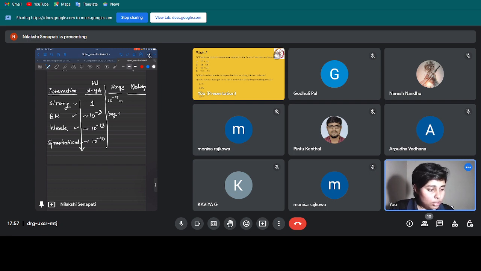Then the electromagnetic force, which is long range. Weak force is also 10 to the minus 18 meter. That means it also works in a very narrow range within the nucleus only. Other than that, it does not work. And gravitational is also a long range force.